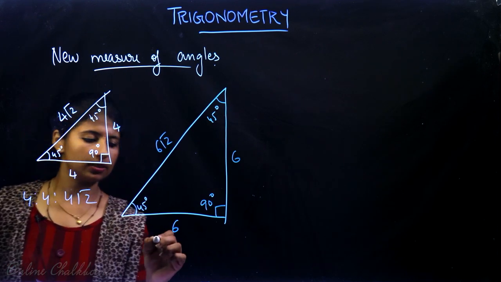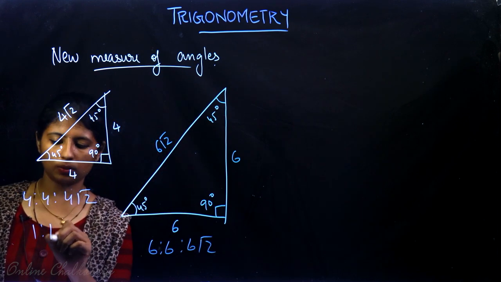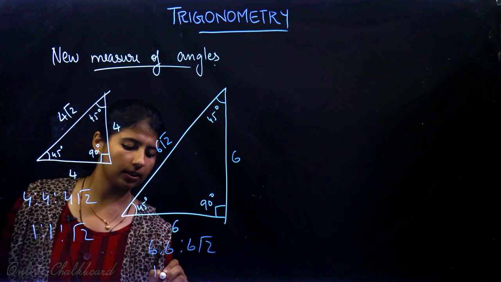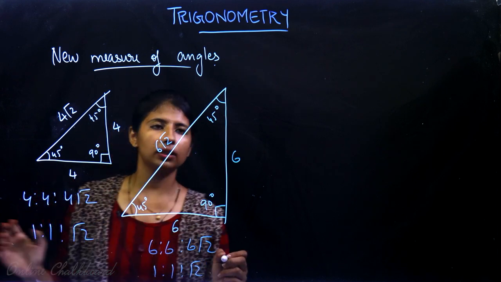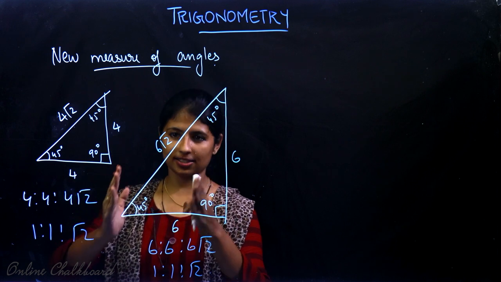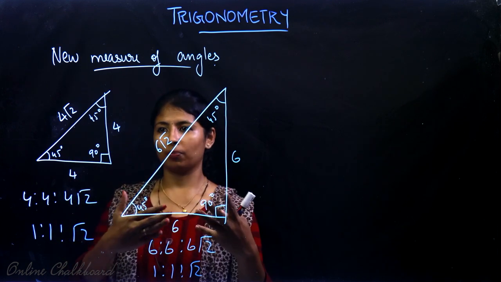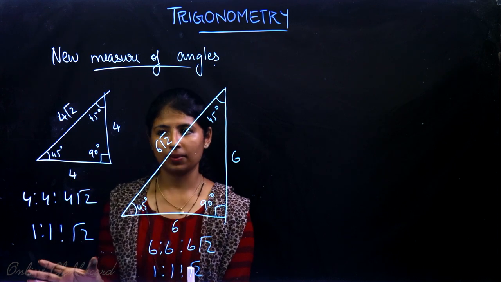4 is to 4 root 2. 6 is to 6 root 2. Both are 1 is to 1 is to root 2. This is what we observe. The angles of the triangle are the same, but the length changes. The length changes, but the ratio remains the same.